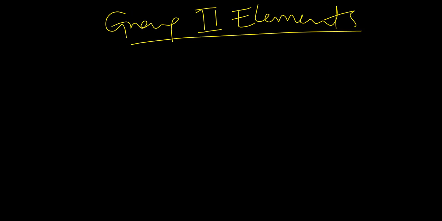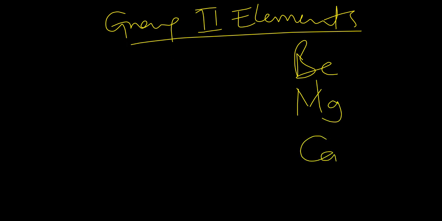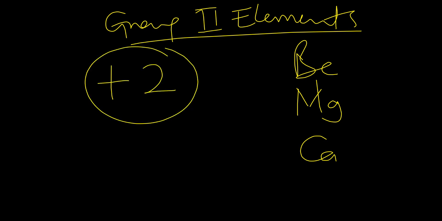Group 2 elements. For example, we have beryllium, we have magnesium, we have calcium in this group. All of this group will always have oxidation number positive 2. You need to remember that all the time group 2 elements have oxidation numbers of positive 2, fixed, it doesn't change. So let's move on to the next item.